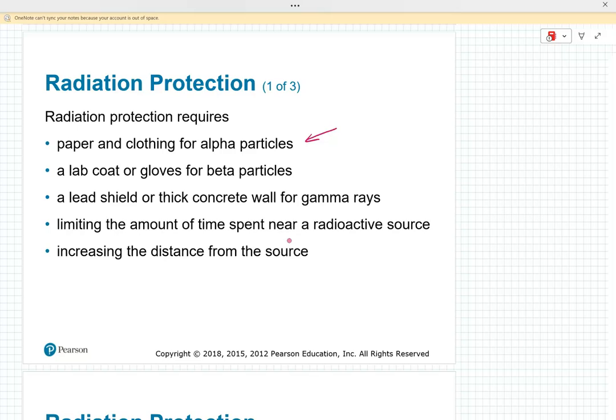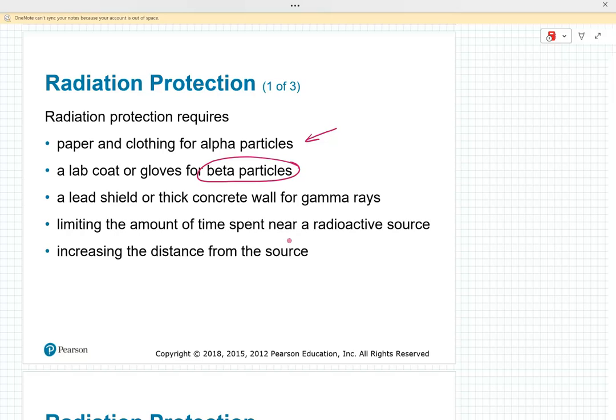That's enough. Your skin is sufficient to protect your internal organs from alpha particles. Beta particles, I have to correct this statement. When they say lab coat or gloves, it depends on the energy of emission. Let me explain. For instance, carbon-14, if I remember it correctly, emits beta particles. Okay?